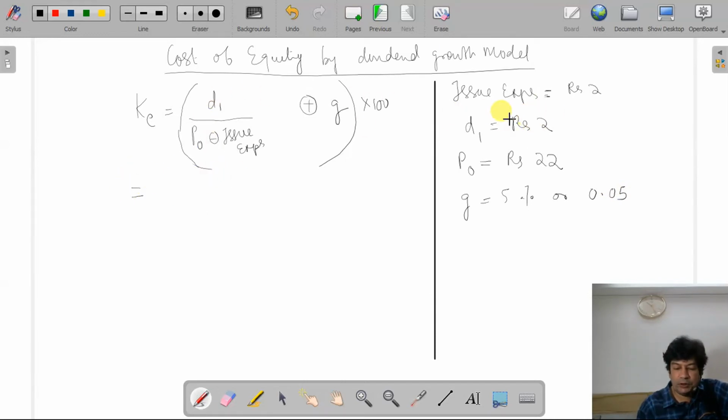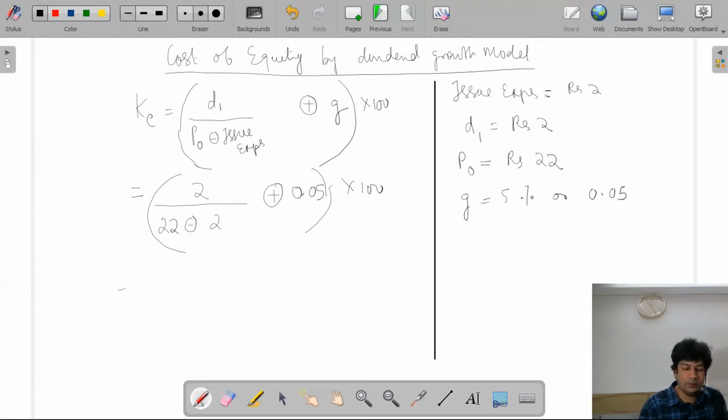The D1 is 2, so here I will be writing 2. The P0 is 22, minus the issue expenses of 2, plus the growth rate, which is 0.05, and this entire thing we are going to multiply by 100. So 2 divided by 20 plus 0.05 into 100. So I'm going to get the cost of equity equal to 15%.